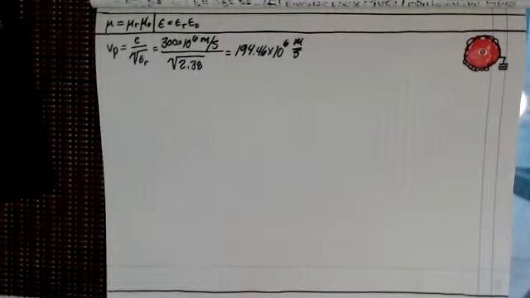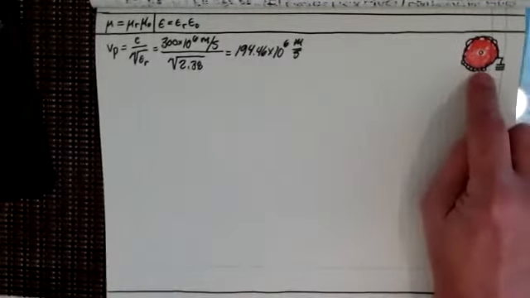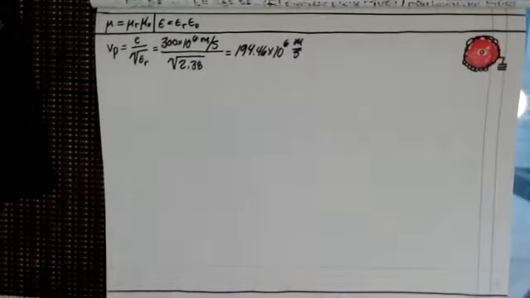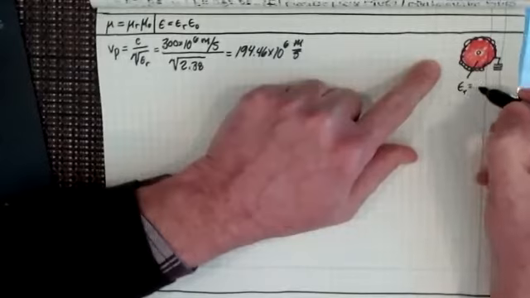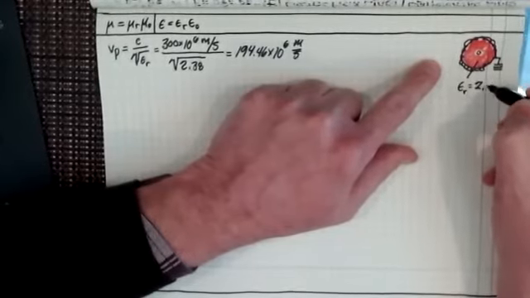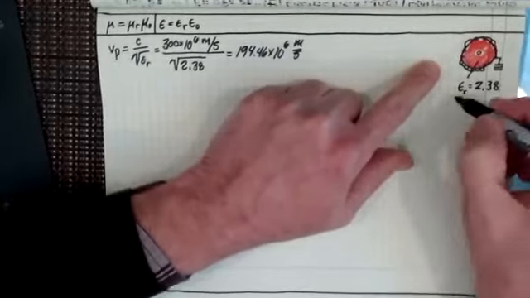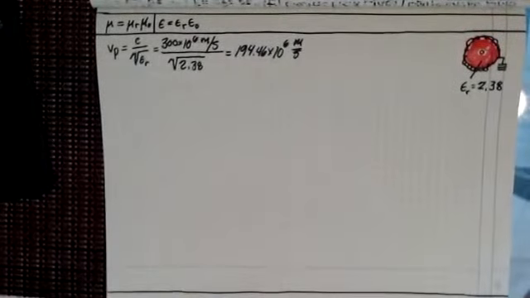All right, let's get back to this. So that's my coaxial cable, and that's what the dielectric is. And if I wanted to find out what the relative permittivity of the dielectric is, it's 2.38 for the foam polyethylene that's inside there.